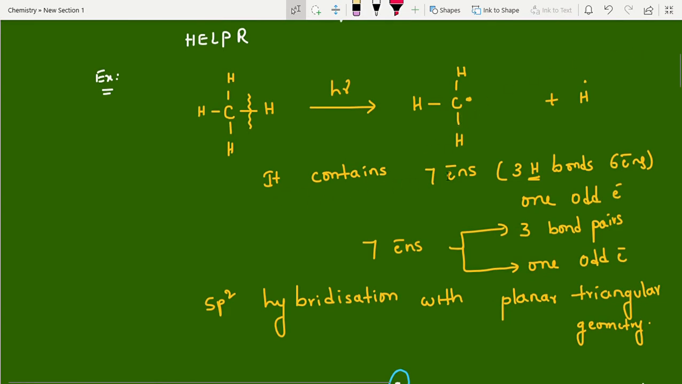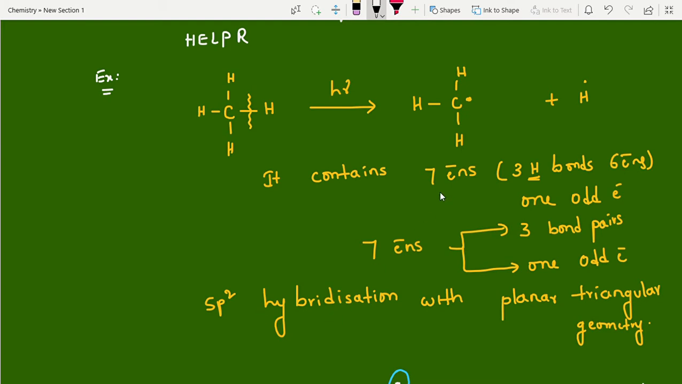So it contains 7 electrons. Why 7 electrons, students? How many bonds are here? 3 bonds. 3 bonds means how many electrons? 6 electrons, right? Because of these 3 bonds there are 6 electrons, plus 1 odd electron, totally 7 electrons. I have written 7 electrons because of 3 hydrogens and 1 odd electron, or else you can write 3 bond pairs, 1 odd electron.